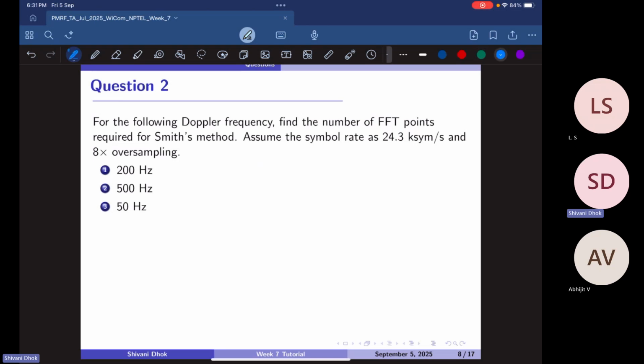So the first case is given to us as your FD as 200 hertz, and the number of points that we want are 21, which means that your delta F will be FD upon the number of points minus 1, that is 21 minus 1, so 200 divided by 20, that comes out to be equal to 10.